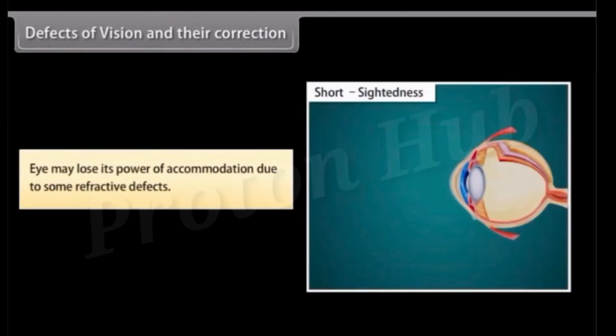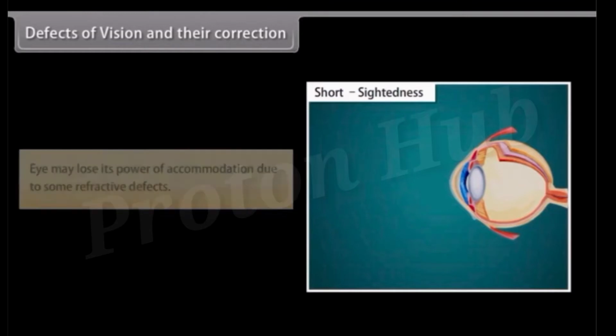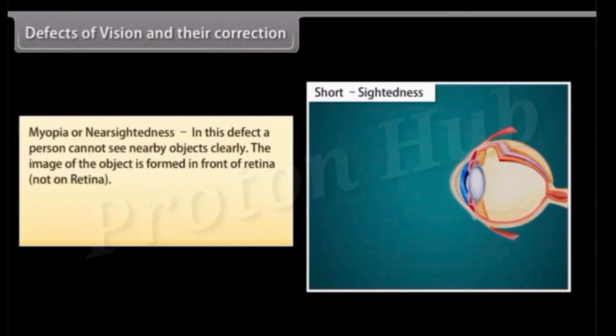Defects of vision and their correction. The eye may lose its power of accommodation due to some refractive defects. There are 3 such defects. Myopia or nearsightedness. In this defect, a person cannot see distant objects clearly. The image of the object is formed in front of the retina.